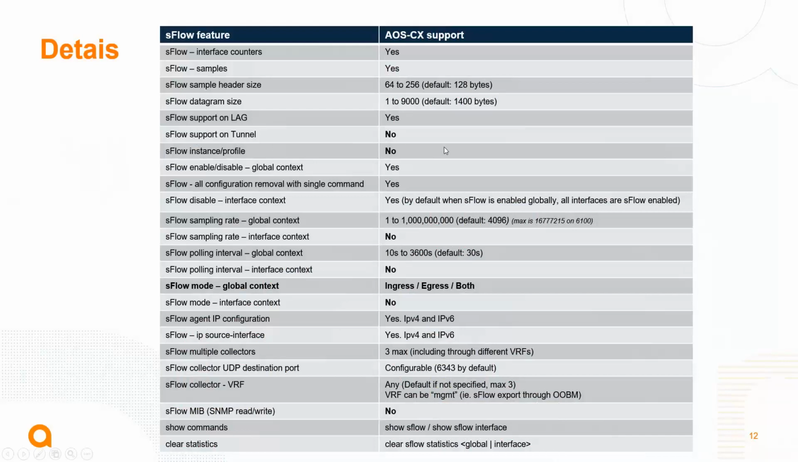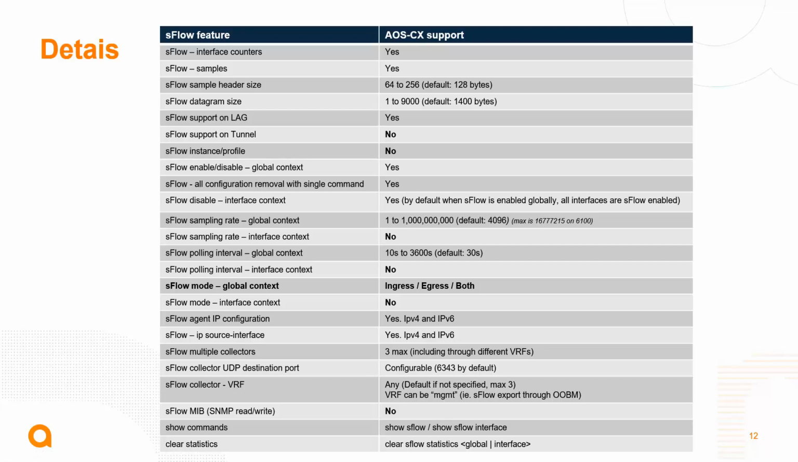Unlike PVOS, we do not have instance or profile support of sFlow where you could set specific parameters per instance. So that concept of a profile for the configuration of sFlow per instance is not something in CX. We can enable or disable sFlow in the global context without losing the configuration. And we can also unconfigure sFlow globally with a single line of command, simply by doing no sFlow. It will remove all the configuration for sFlow.